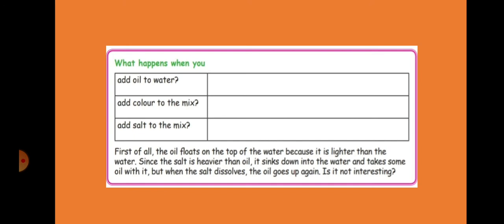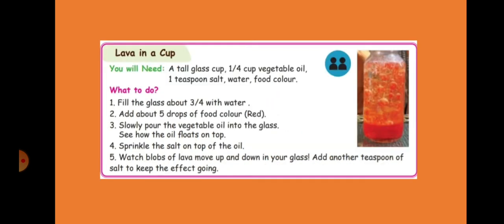See what happens if we add oil to water. First, oil floats on the top of the water because it is lighter than the water. Since the salt is heavier than oil, it sinks down into the water and takes some oil with it. But when the salt dissolves, the oil goes up again. Okay, this is the process in this experiment.